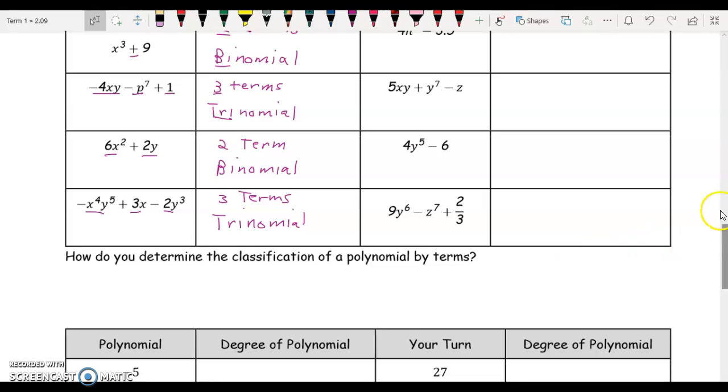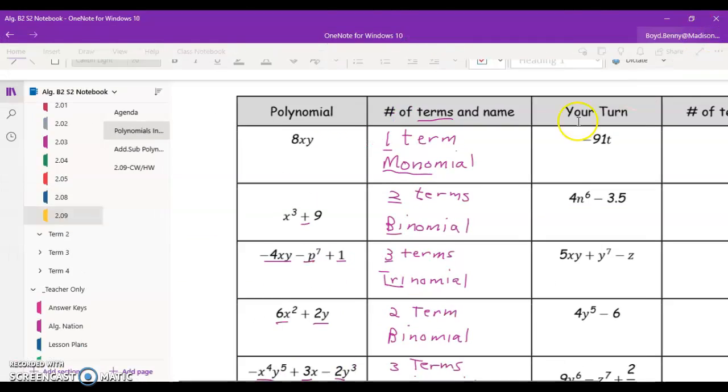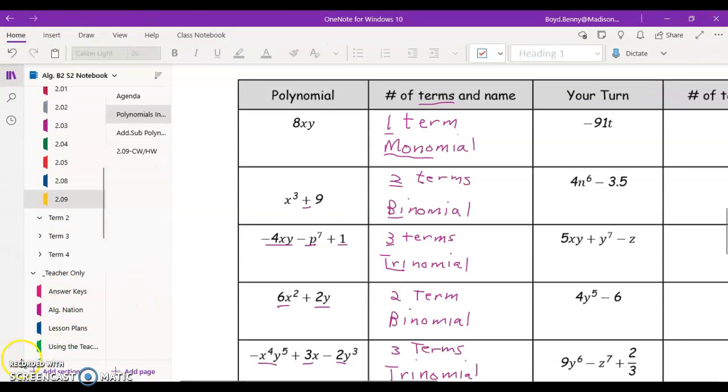So I want you to take a second and fill out the right-hand column. See if you can figure out how to name those based on the number of terms. I'll be right back with you. Pause the video.